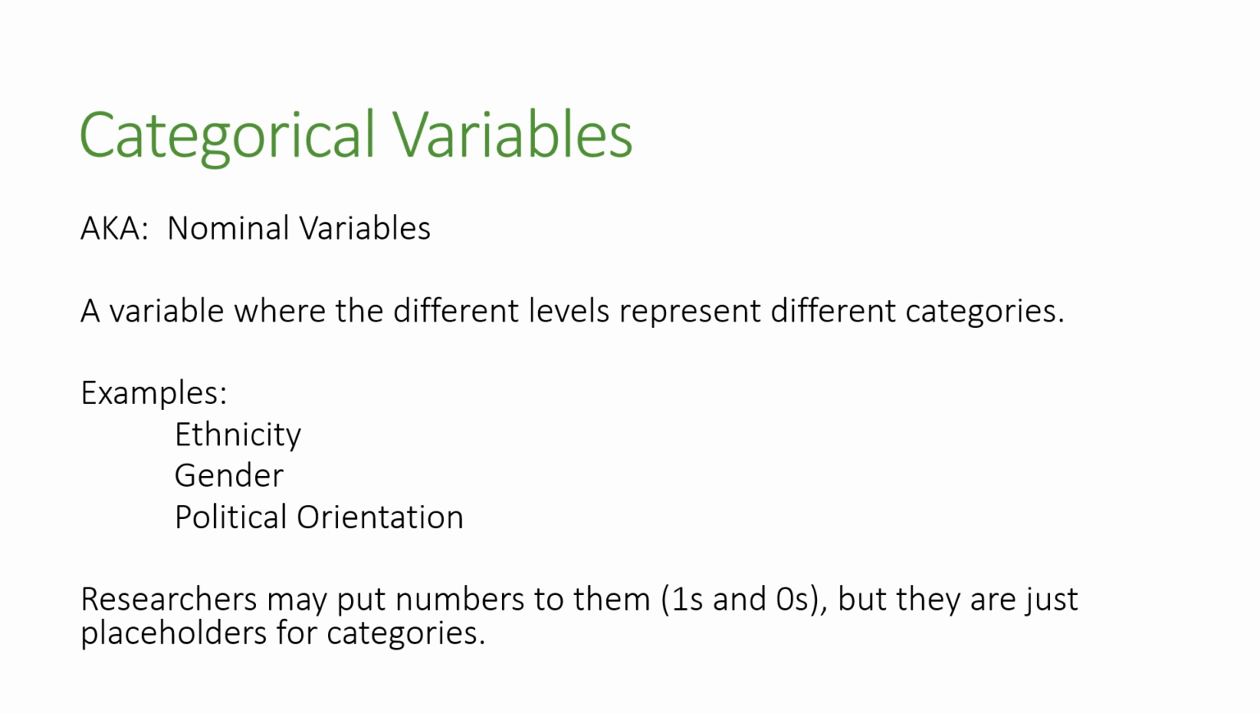Okay, so the first kind of variable we're going to talk about are categorical variables, or nominal variables, sometimes you'll see them called. And these are operational definitions of variables where the number you're going to put to it represents a level of a different category. So you see a bunch of examples there where this might be the case.